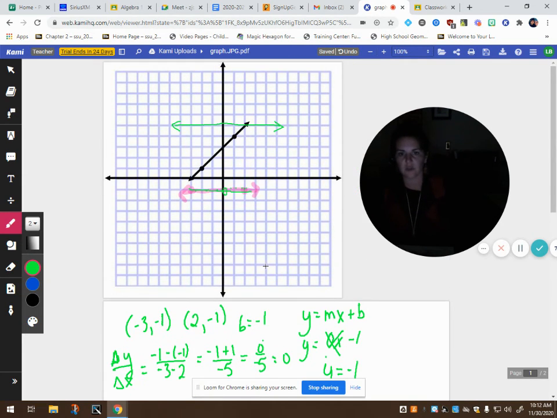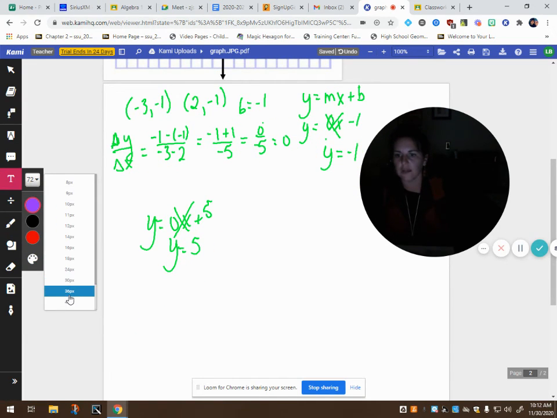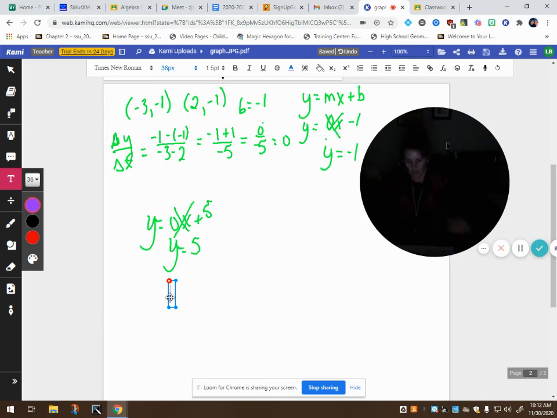So let's summarize what we discovered here today. When I had a vertical line, the equation is x equals a number. Let me find the keys without being able to see the keyboard. So it's x equals a number.